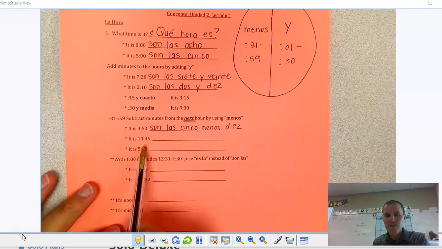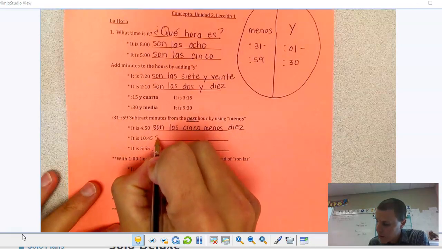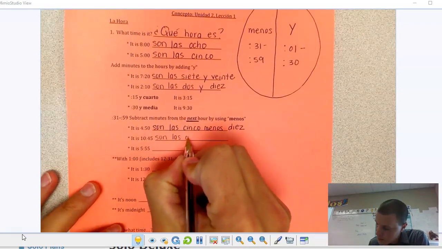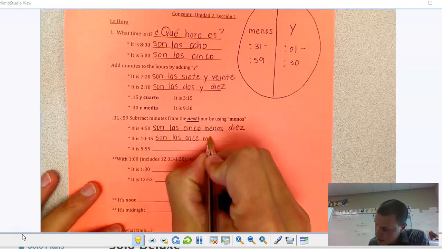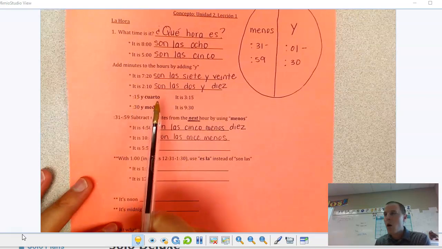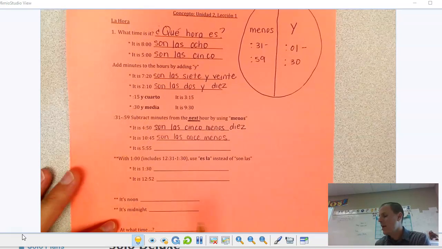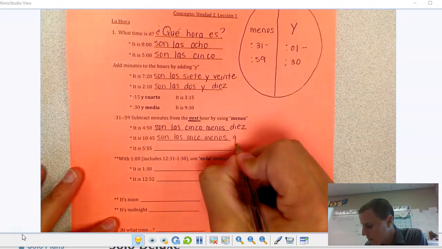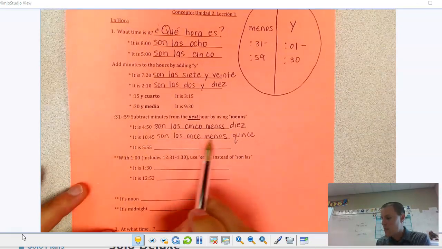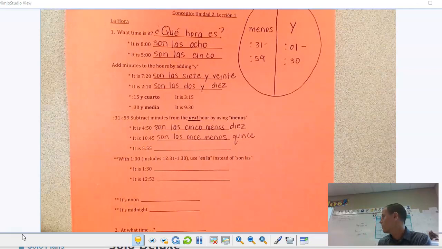So I'm looking here, 10:45. I'm going to say it's 11. Son las 11. Going up to the next hour. Minus. So you can either subtract cuarto, which means a quarter, or easier to say, menos 15, minus 15 minutes. 11 o'clock minus 15, 10:45.